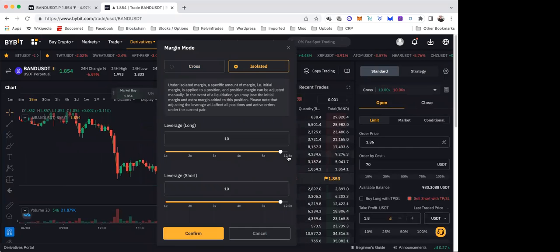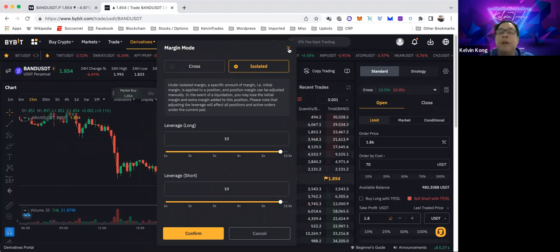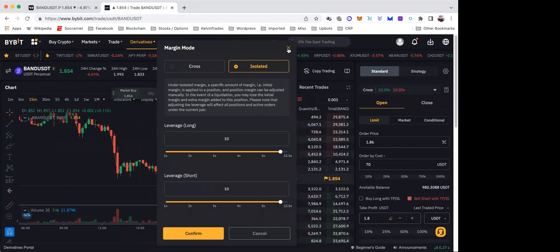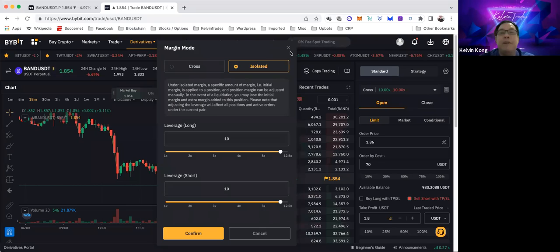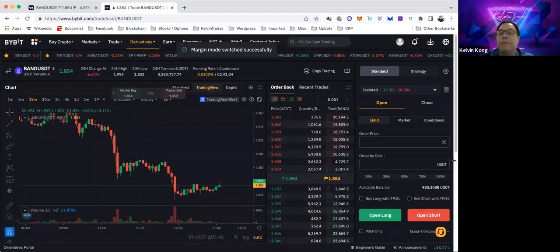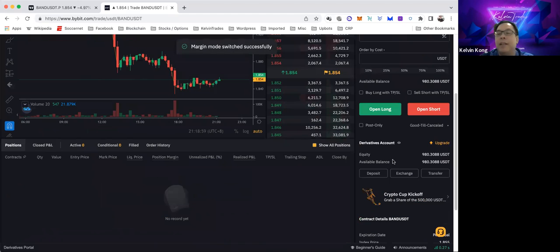Isolated, remember. Oh, this one is boring. Can we set it to automatically change to isolated? Why does it always change back to cross? Because they want the whole account to get liquidated, then they can make more money. Oh yeah, makes sense. So far, I still haven't found an automatic method yet. Okay, so make sure you set to isolated. Okay, confirm. I must key in again.